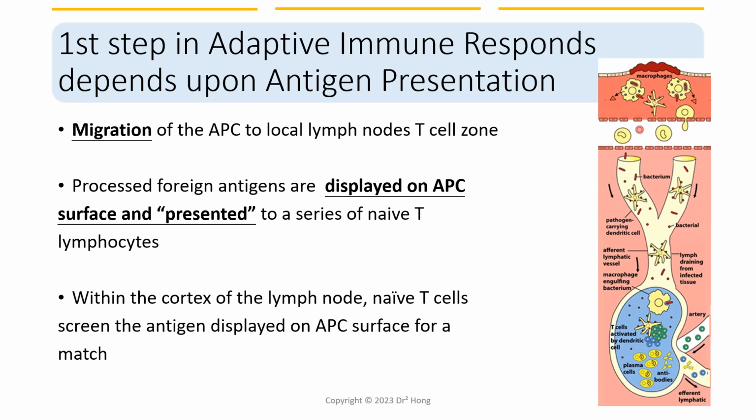And within the cortex of the lymph node, naive T lymphocytes are going to get screened for specific binding, or any type of binding, for that antigen. And then they go through the process we just talked about: clonal selection and clonal expansion.